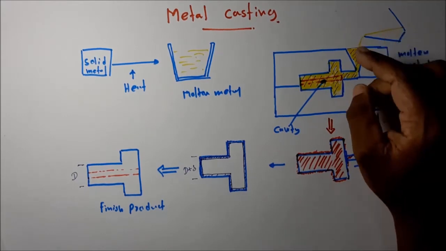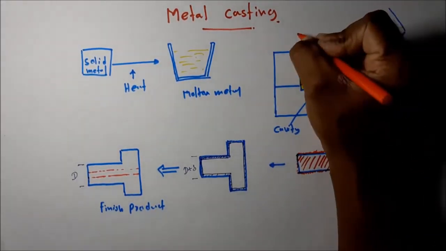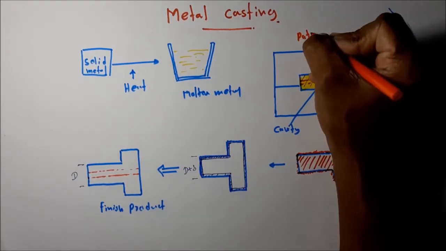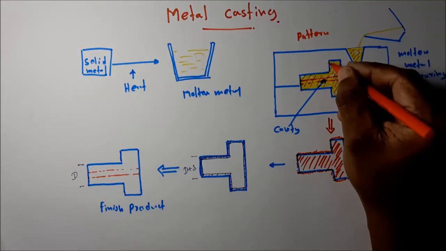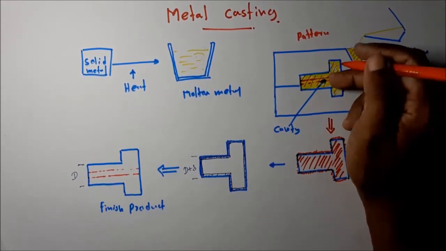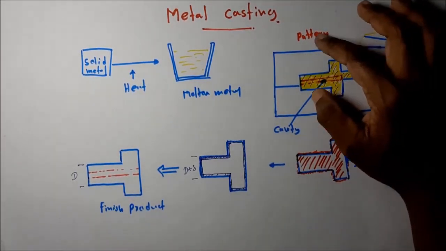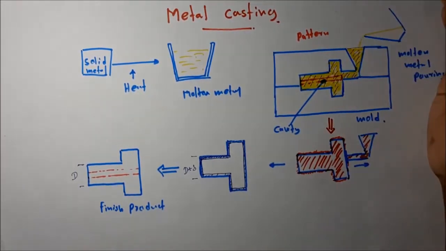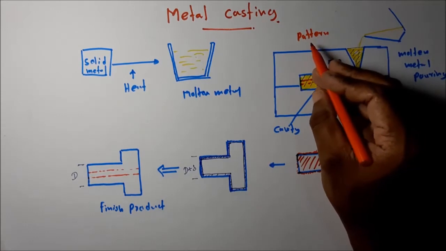Before the mold making operation, the pattern has to be made. To create this cavity we are using this pattern. For example, if you are using sand casting, we are compacting sand around this pattern to make this cavity area. This is called the pattern. Then pattern making is another unit operation.